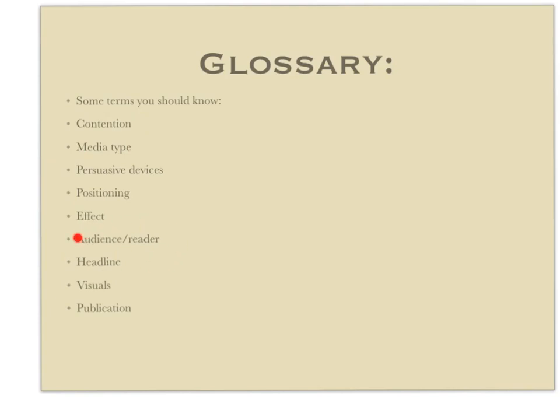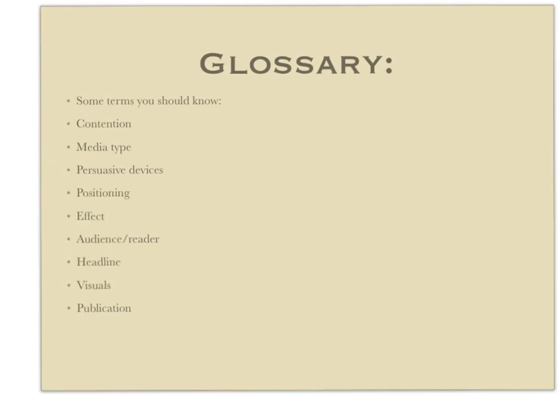So audience or reader, sometimes students can get a bit confused with this. So an audience is basically people who are listening to a speech. So you would only really refer to audience in terms of someone listening to a speech. A reader is what you use to describe the people that would read this newspaper or they would read this letter to the editor. So audience and reader are how you would describe the effect on people.